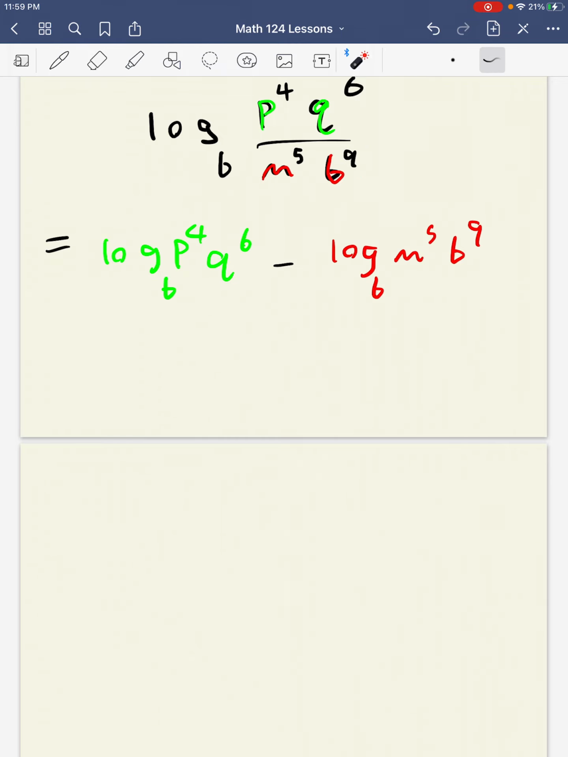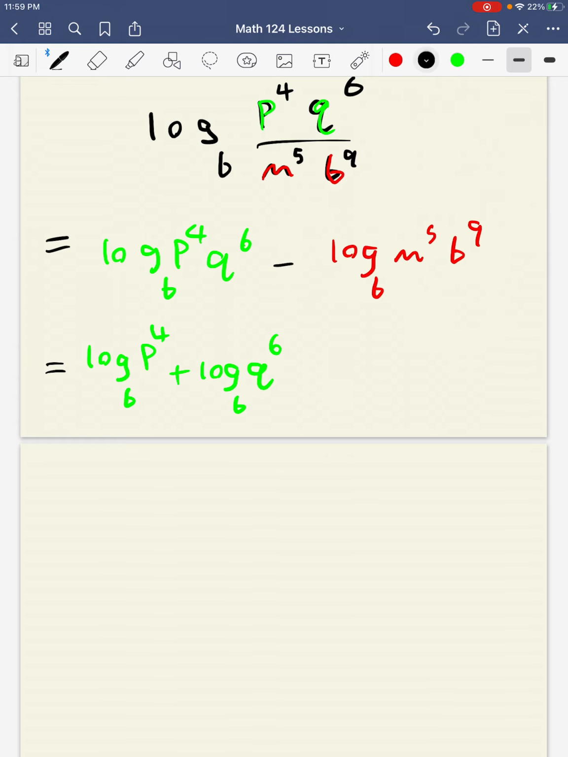Okay, so looking at this green part, this is now a product inside the logarithm. So now we use the product formula for this green part. We have log b of p to the 4 plus log b of q to the 6. Okay, then we expand the red part.